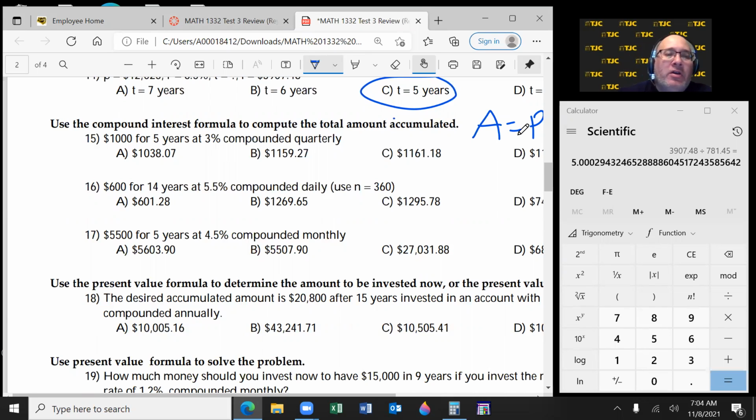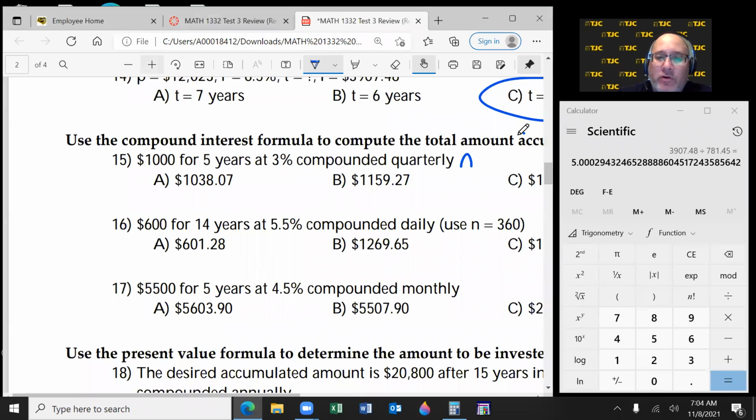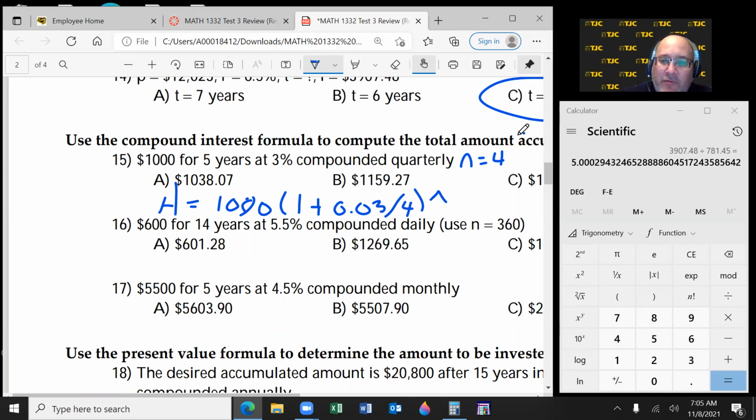We're investing $1,000 for 5 years at 3% compounded quarterly. Remember that quarterly means N equals 4. Our future value will be A equals the principal, 1,000, times 1 plus the interest rate, 0.03, divided by 4 since quarterly. And then that's going to be raised to the 4 times 5 power, since quarterly is 4, and T is 5. Let's type that in the calculator.